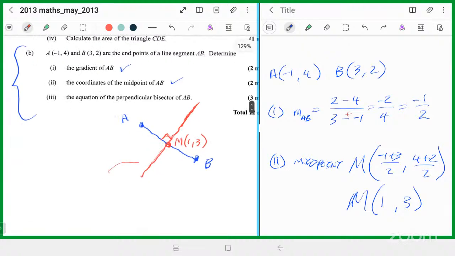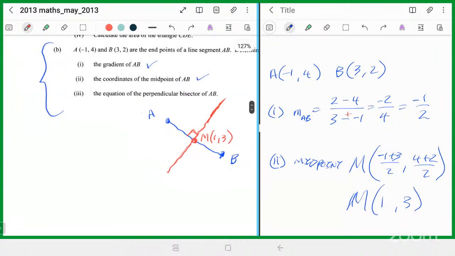Remember, to find the equation of this line, we need to know two things about it: a gradient and a point. I have the point already: the point M, which is (1, 3). What we need next is the gradient. Let's just call this line 2, the perpendicular bisector. Because it is perpendicular to the original line, we have what we call the negative reciprocal gradient. So the gradient of line 2 is minus 1 over the gradient of AB. Remember, the gradient of AB is negative a half.